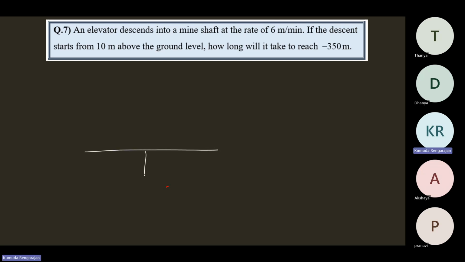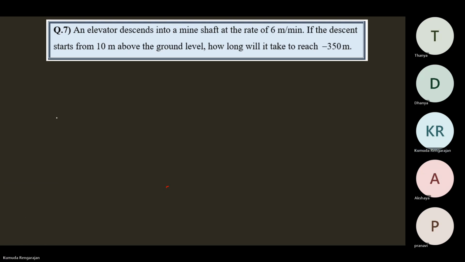The elevator goes down into the mine shaft at the rate of 6 meters per minute. In 1 minute, it covers 6 meters. If the descent, that is if it goes down, starts from 10 meters above the ground level, so this is the ground level, 10 meters above the ground level, how long will it take to reach minus 350 meters? So somewhere here.